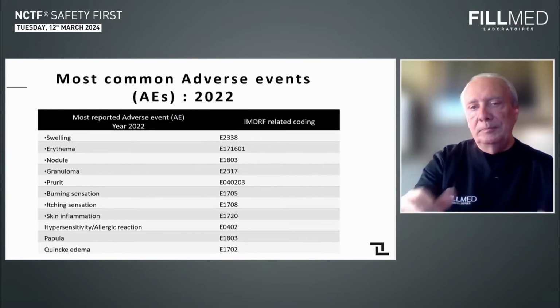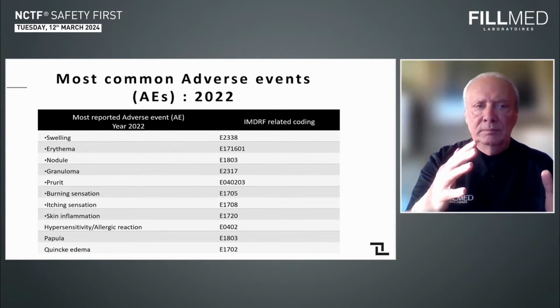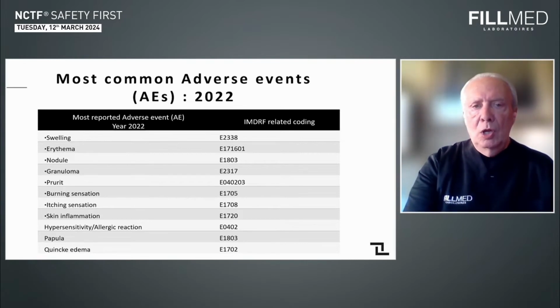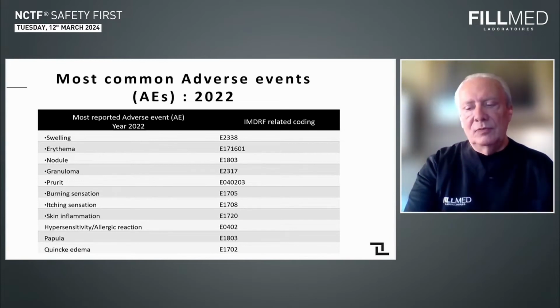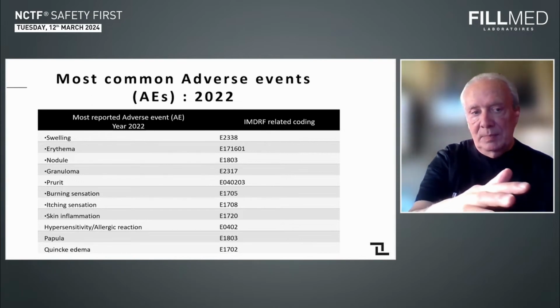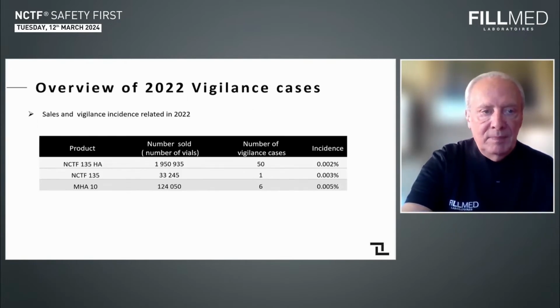And so here you see the main codes for the main adverse events that we saw for NCTF and MHA 10, the free hyaluronic acids from FILLMED. The swelling, erythema, nodules, granuloma, pruritus, burning sensation, itching sensation, skin inflammation, hypersensitivity, papula, and the quick edema.